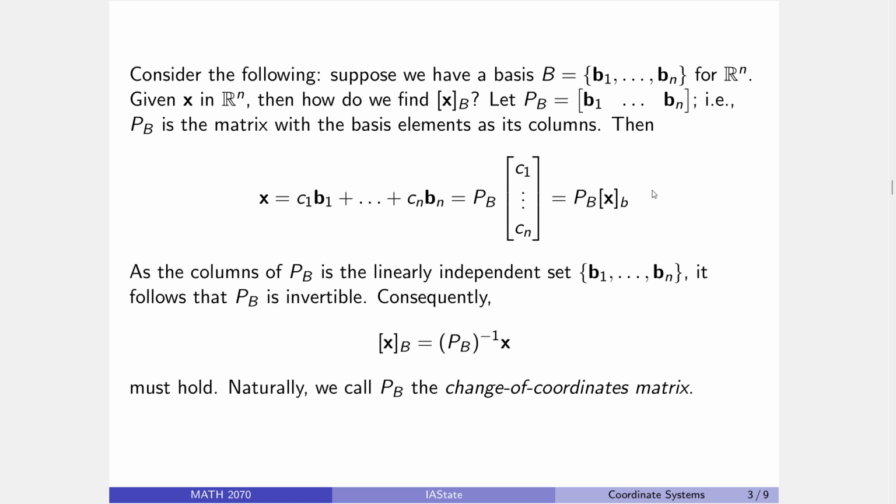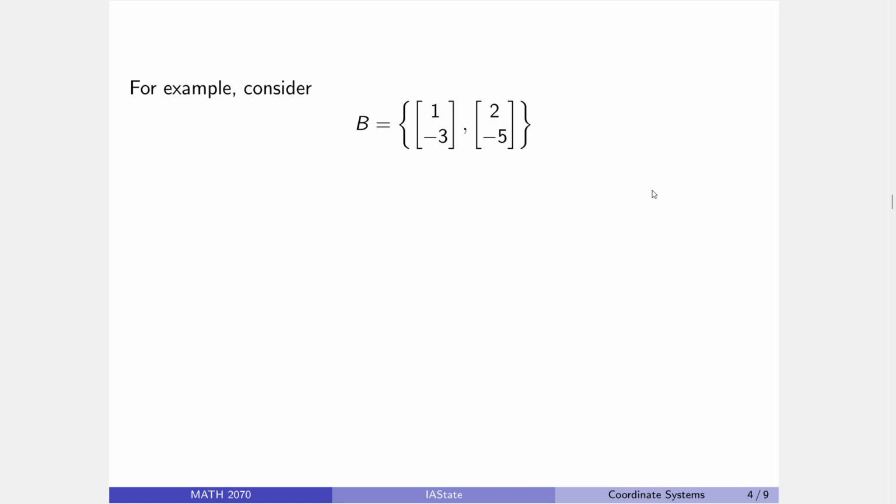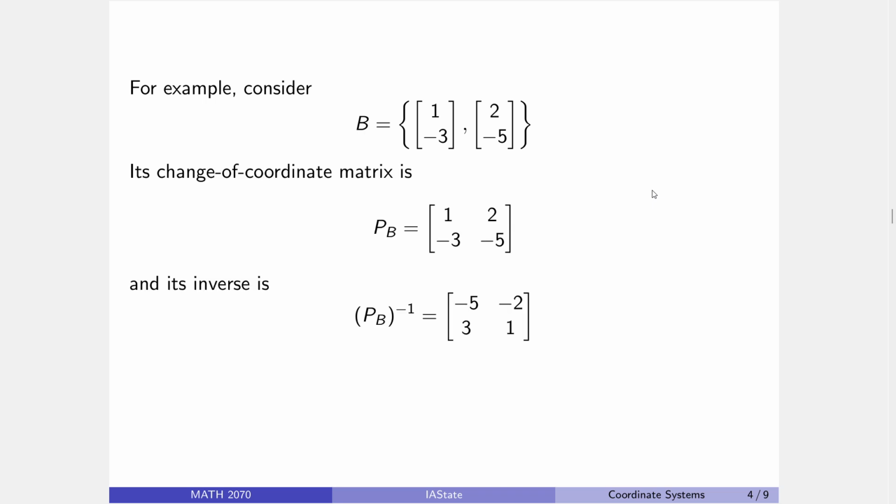Alright, so let's see this in action. Hey, those look familiar. Almost as if we already proved that that was a basis. Its change of coordinates matrix is the matrix that has those as its columns, and its inverse is that. Remember, for a 2 by 2, inverses are quite nice. We already demonstrated that the determinant of this matrix is 1. So the inverse is found by swapping the diagonal and negating the off diagonal.